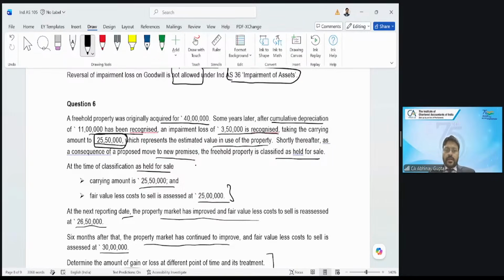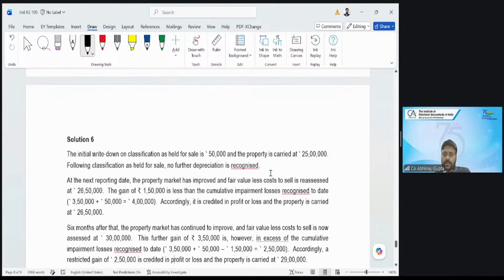And 25 lakh is the fair value less cost to sell measured on the date of the classification. So what is the delta? The carrying amount is 25.50 and the fair value less cost to sell is 25, whichever is lower. So what is lower? The fair value less cost to sell is lower, right? So by how much? 50,000 only, right? So 50,000 would be the loss which will be charged in P&L against this fair value less cost to sell measurement on the date of the classification as held for sale, right? So this 50,000 will be charged or recorded.